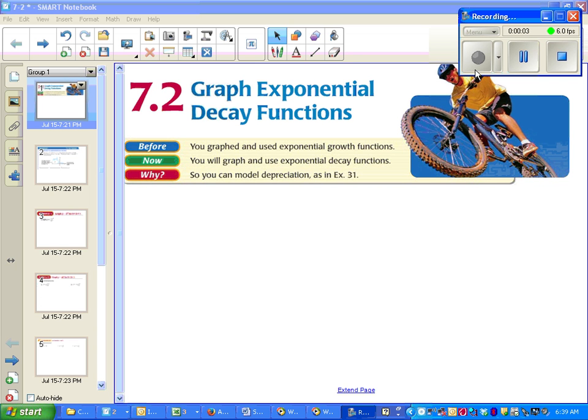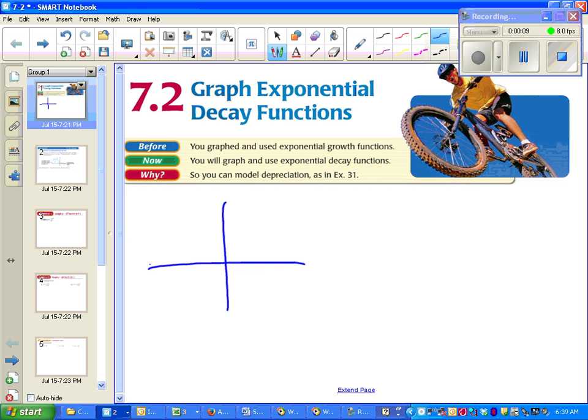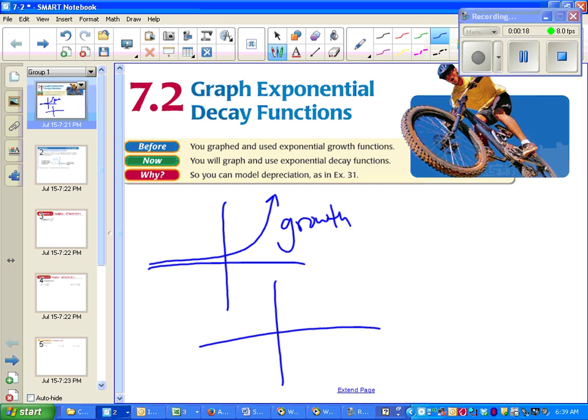7.2, graph exponential decay functions. This is very similar to what we saw in 7.1. In 7.1, we saw graphs that got steep on the right. That was called exponential growth. And that could have happened either with a positive or negative growth.